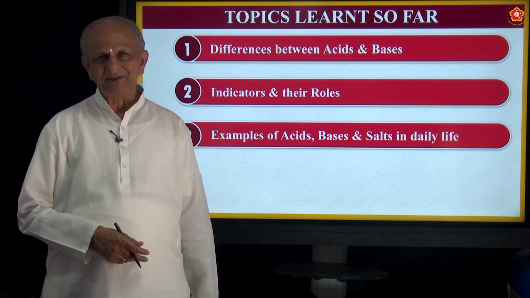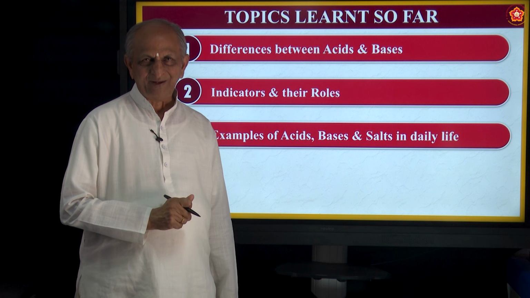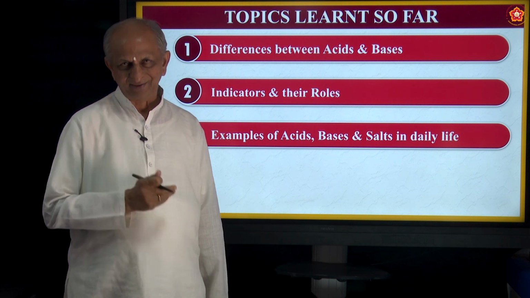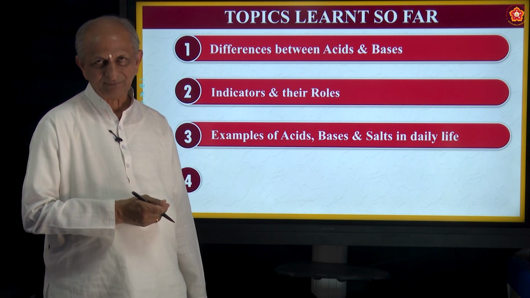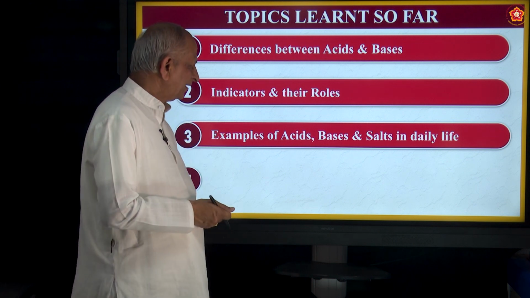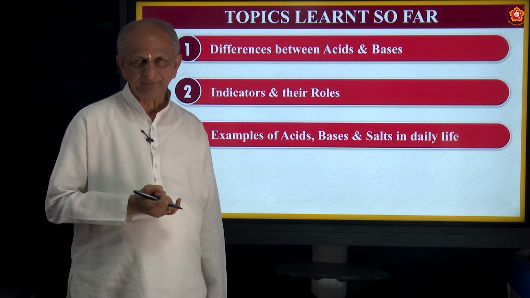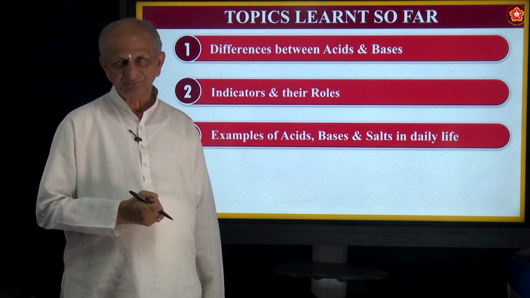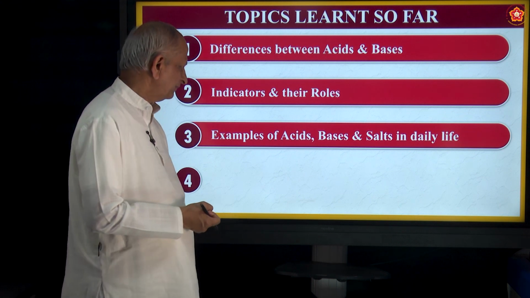Can you name some acids of daily life? Yes, it is lemon. What else? Buttermilk, or you say in curd also. Then tamarind, is it not? And also one famous one is vinegar, acetic acid. And coming to bases, we have caustic soda that is used in soaps. You have what is called baking soda that is used in the kitchens for cooking purpose.